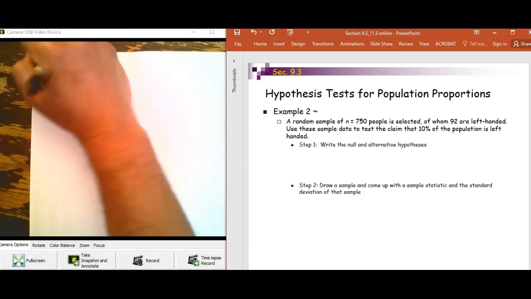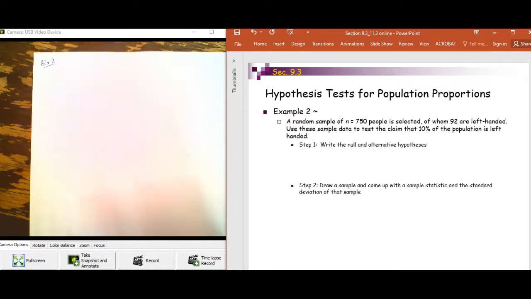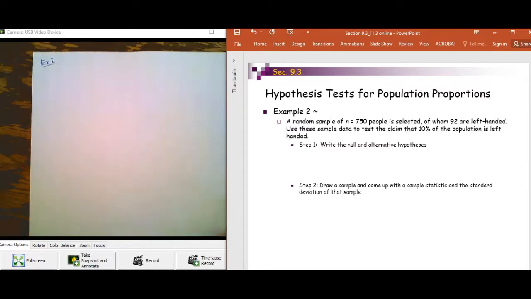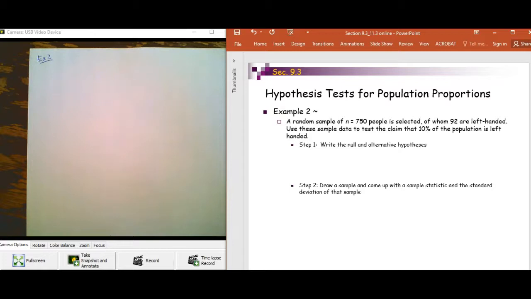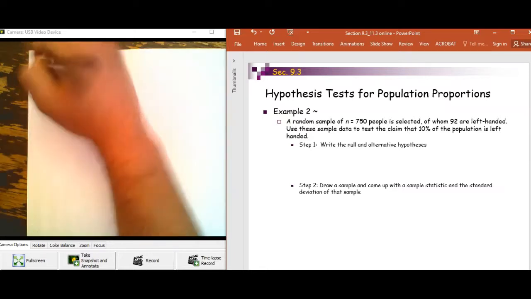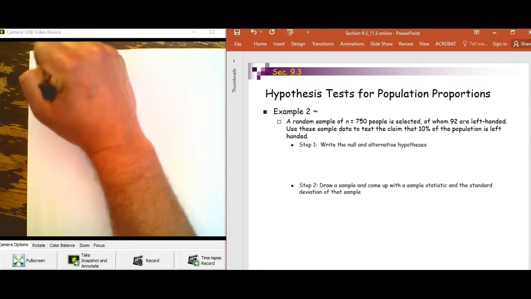Sample 2. All right, so it says a random sample of 750 people is selected, of whom 92 are left-handed. Use these sample data to test the claim that 10% of the population is left-handed. Okay. Let's see what we can do here. We want to write the null and alternative hypotheses. Step 1: Hypotheses.